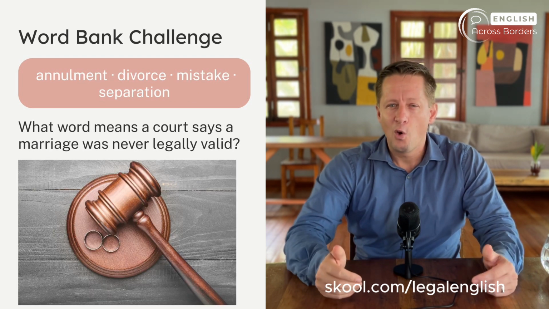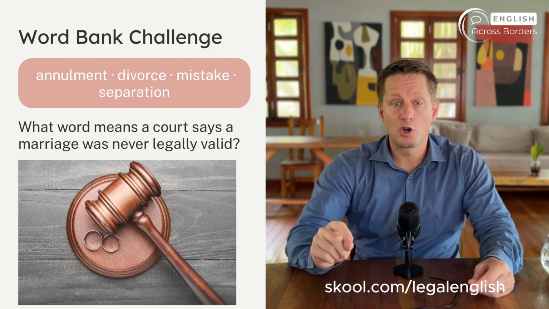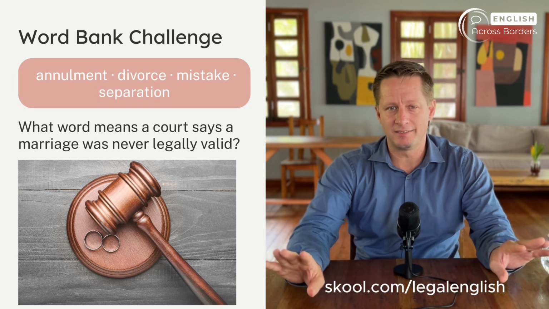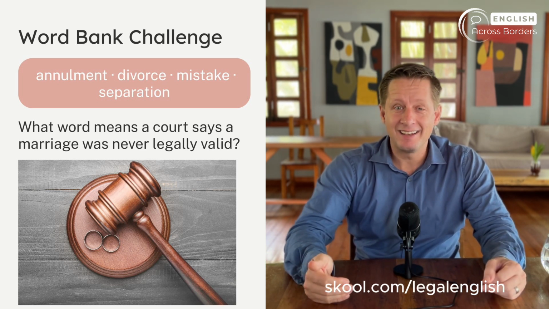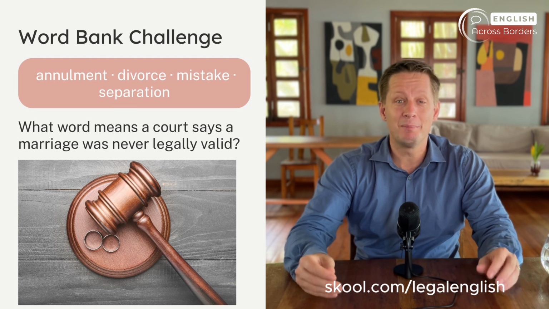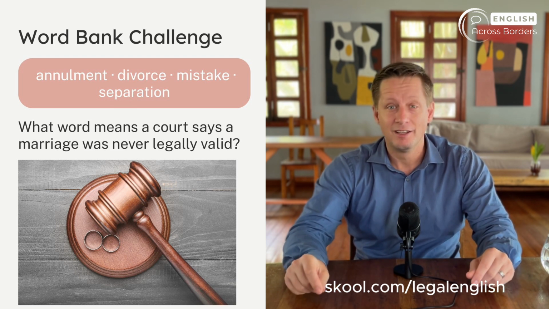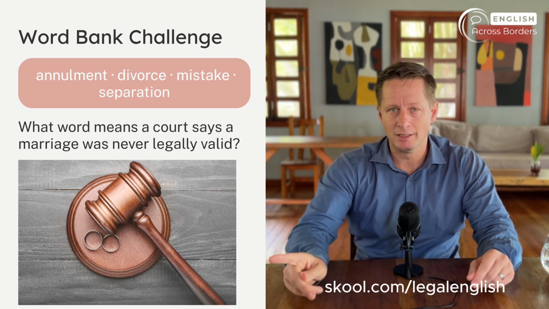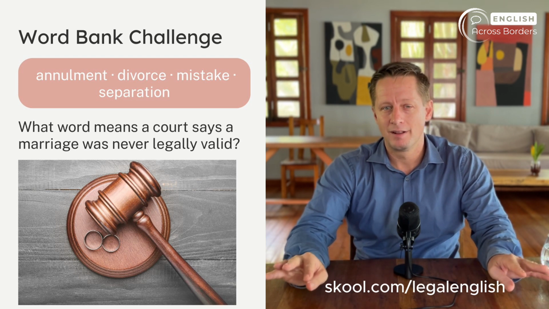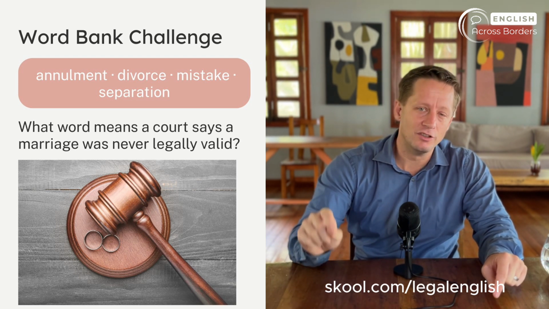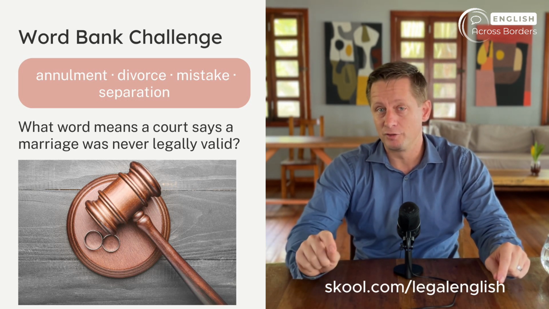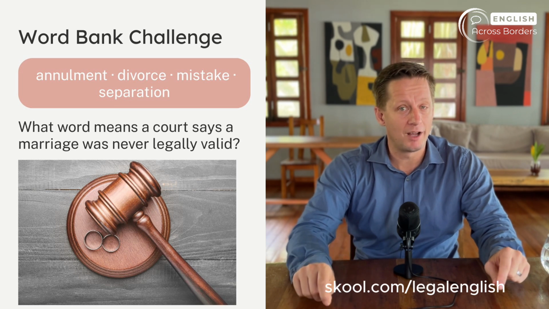Last one. What's the legal word for a court decision that says a marriage never legally existed? Imagine Anna discovers Carlos was already married when they had their wedding, something she didn't know. She asked the court not to end the marriage, but to cancel it completely, like it never happened. That's called an annulment. It means the marriage was never legally valid from the start, a different legal process than divorce.